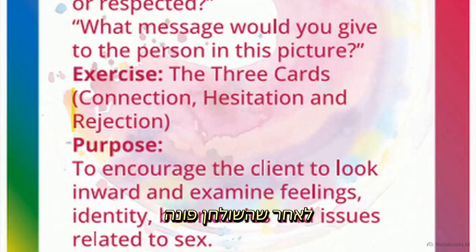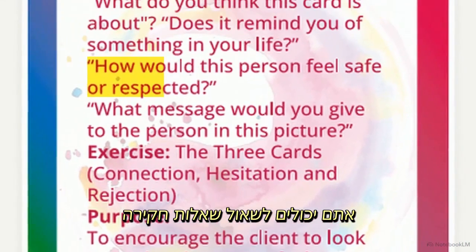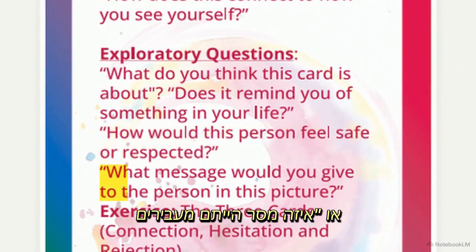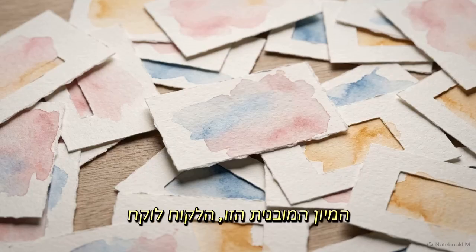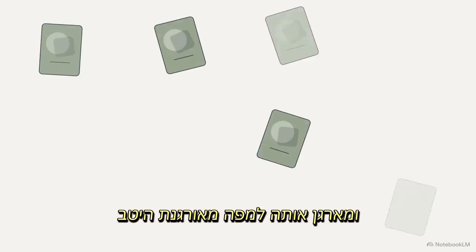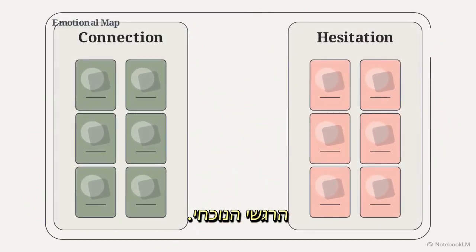With the table cleared of the rejected images, you can now dive deep into the remaining connection and hesitation piles. You can ask exploratory questions like, how would this person feel safe? Or what message would you give to the person in this picture? Through this structured sorting method, the client takes an overwhelming pile of artwork and organizes it into a highly curated, manageable map of their current emotional state.